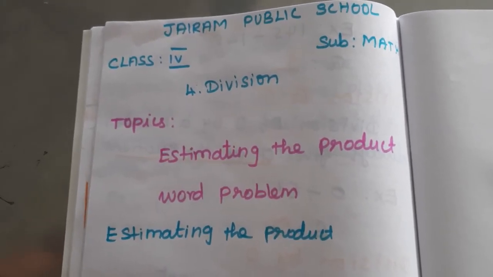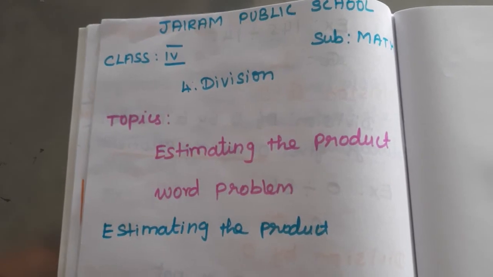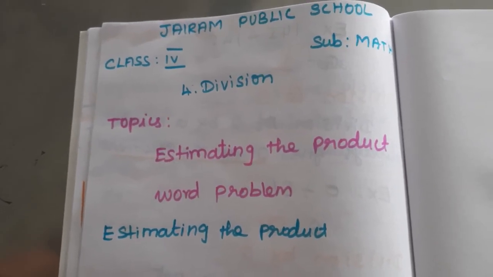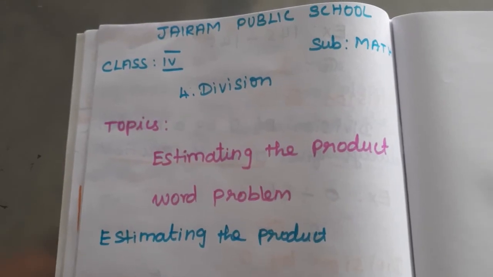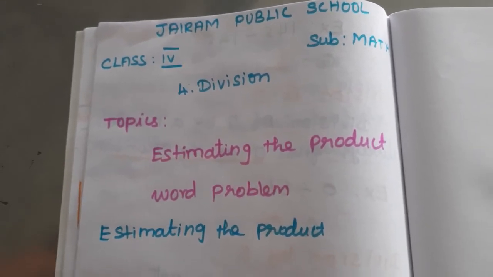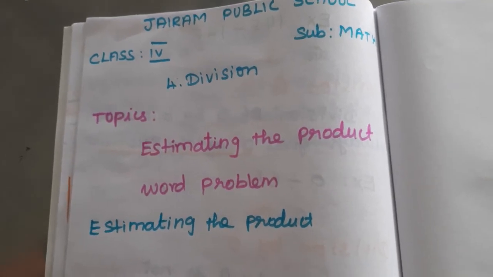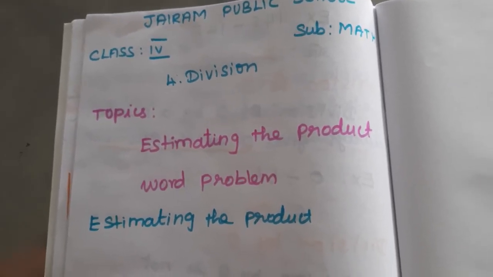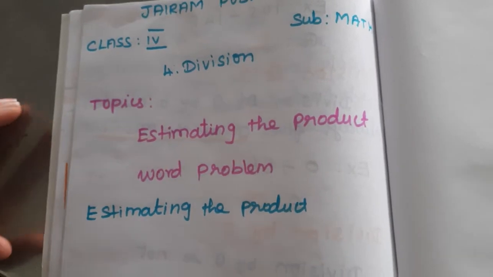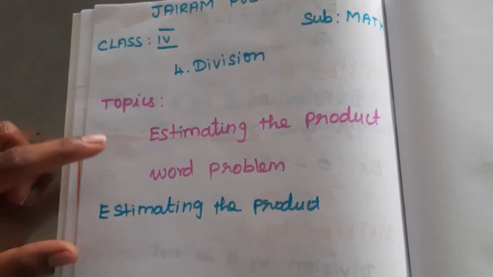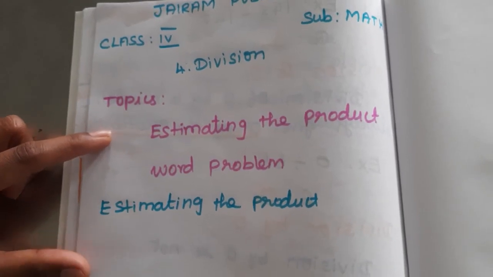Previous session we discussed the properties of division, multiplying by 10, 100, and 1000, and division of a 5-digit number by a 2-digit divisor. I hope everyone understood that concept clearly. Good. Now we start to discuss the next topic, estimating the product word problem. So first we have to see estimating the product.